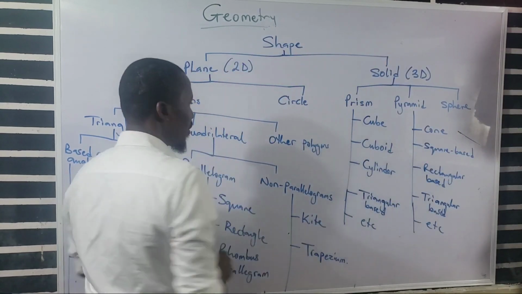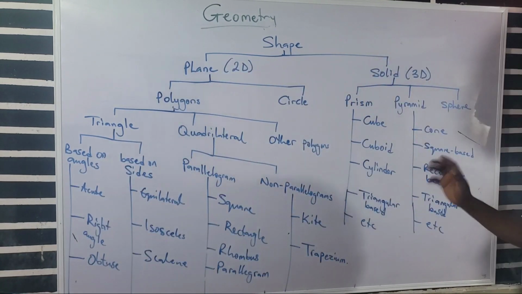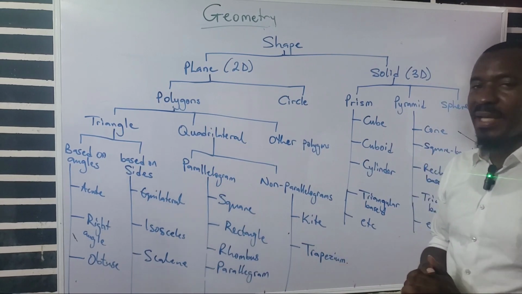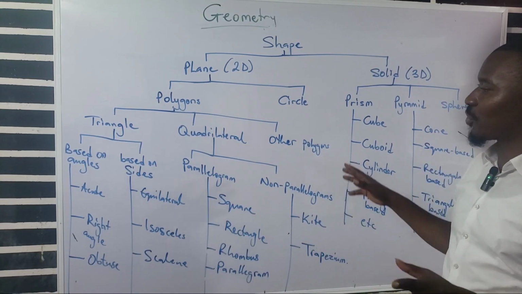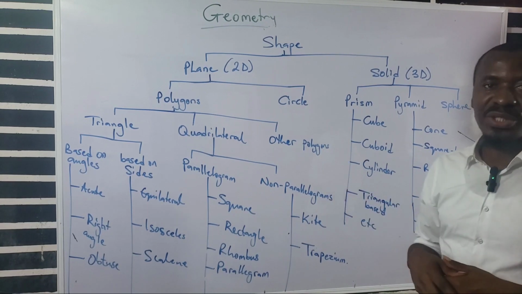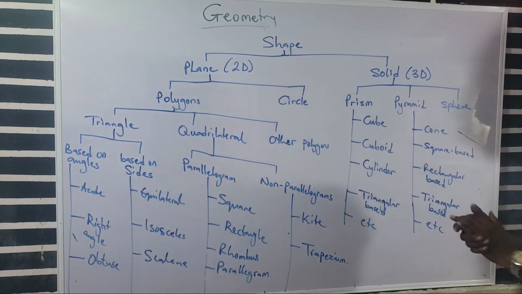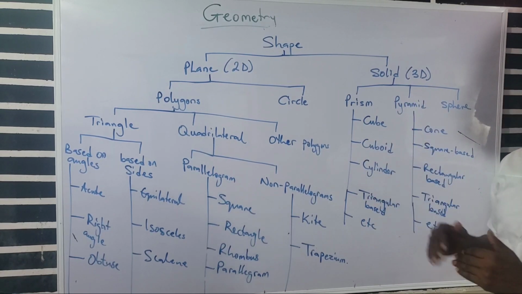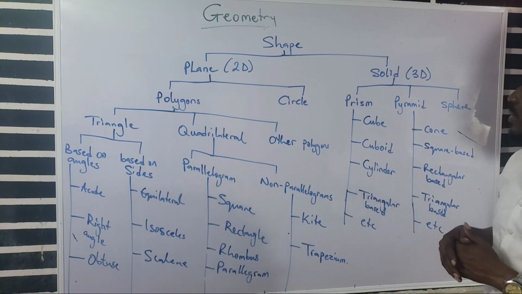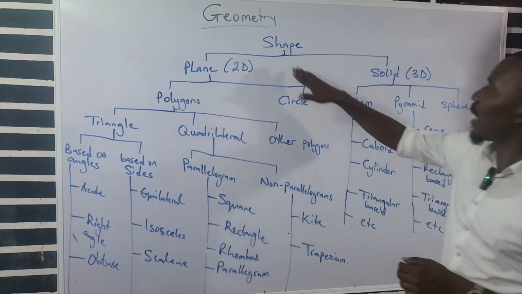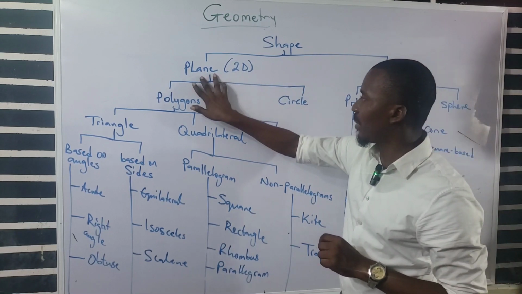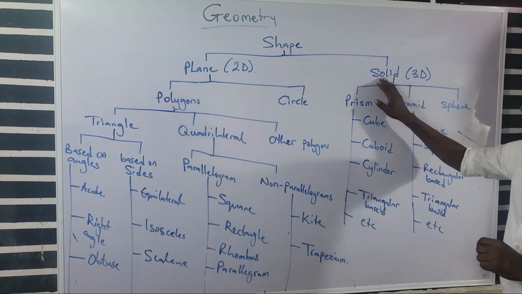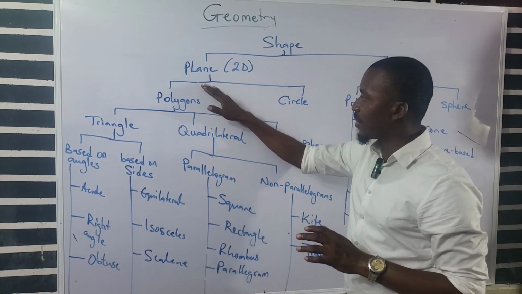So this is a kind of tree diagram for shapes. I tried as much as I can to capture all the shapes that we need to discuss. So these are all the shapes that we need to discuss under this particular topic. Now, let me go over it so that you can get what I'm trying to say. Under shape, we have the 2D, which is the plane shape, and the 3D, which is the solid shape.